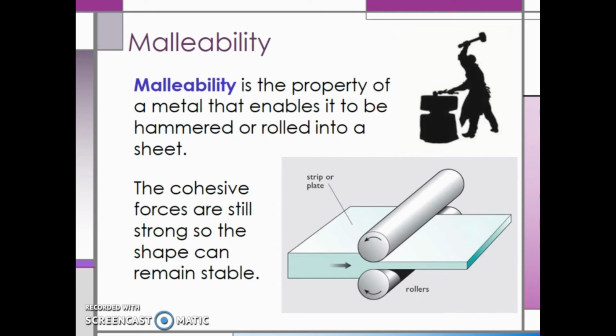An example of some metals that are malleable are gold, iron, aluminum, copper, silver, and lead. However, this property is not seen in nonmetals. In the next video, we will look at one last property of solids.